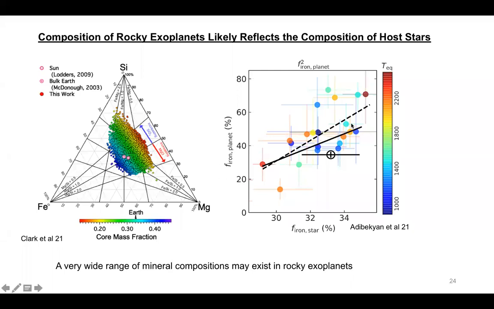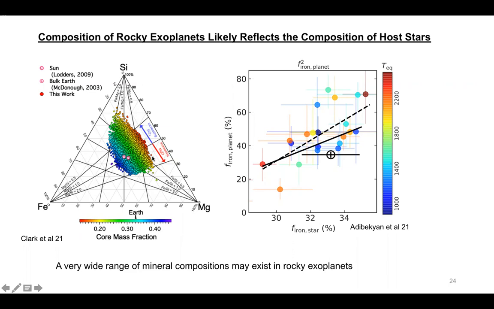And they found a positive correlation. So the planets really do reflect their host star. More iron-rich stars tend to produce more iron-rich planets. But note that the planets are actually quite enriched in general. They're quite enriched in iron relative to the host star. So while planets reflect the host star, they can also be enriched in these components.